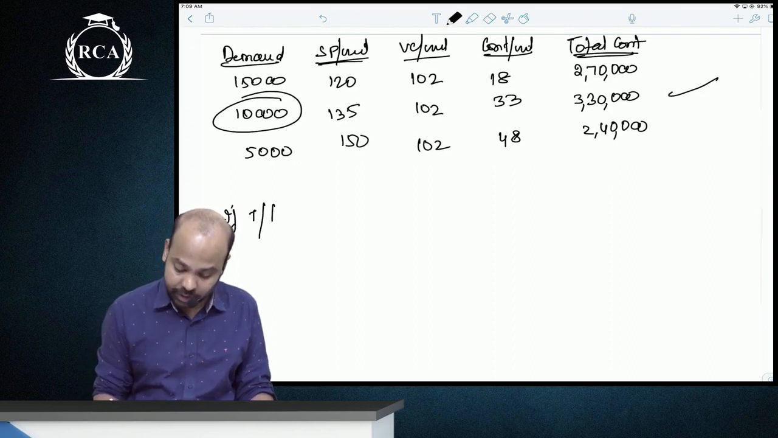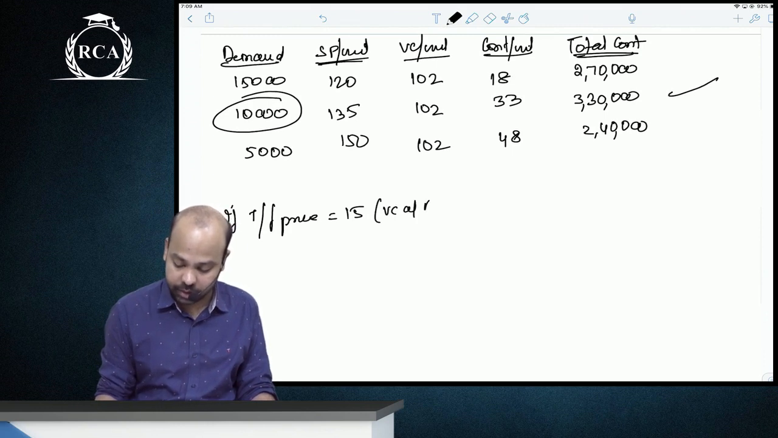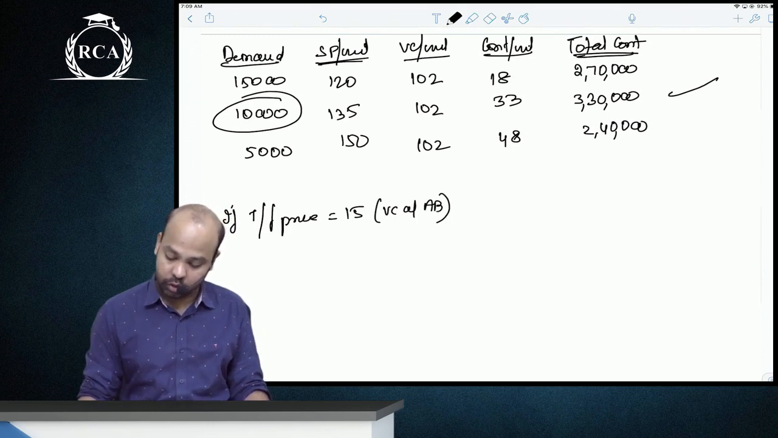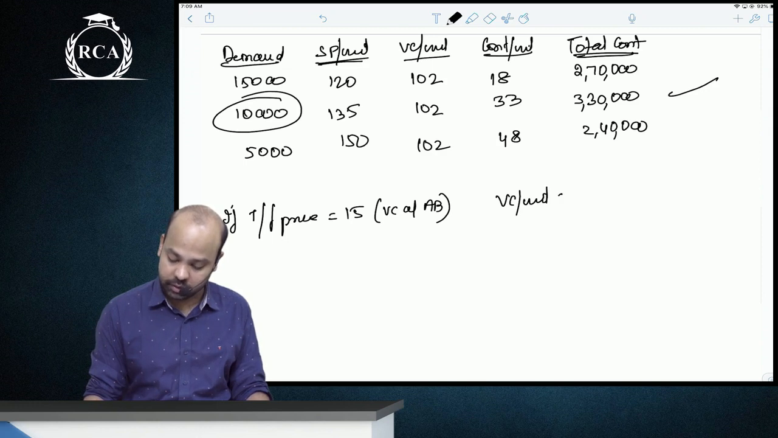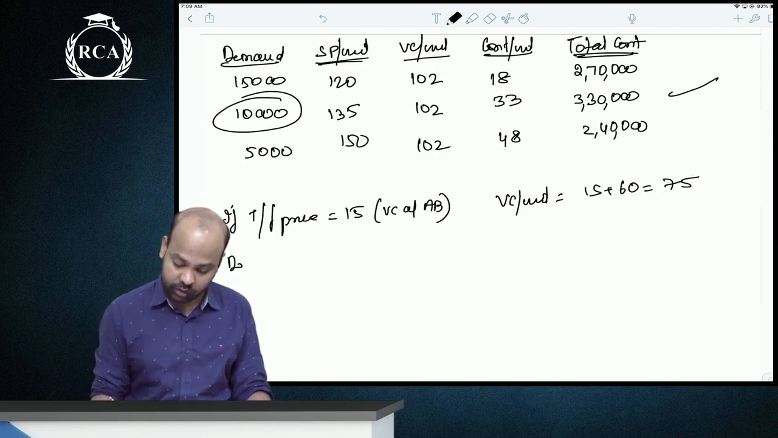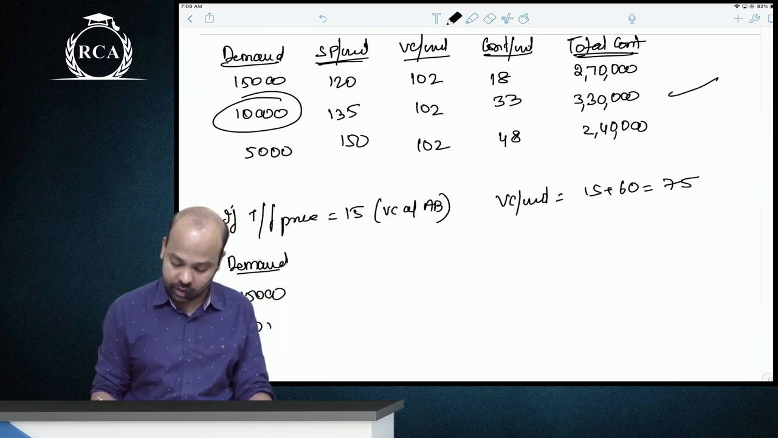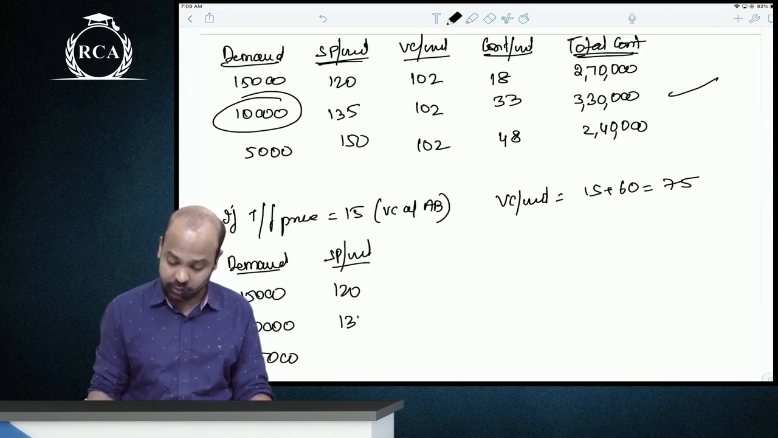If transfer price beta is equal to 15 rupees, that is variable cost of AB, then your total variable cost per unit, guys, here would be 15 plus 60, 75 rupees. Here we might want to know what is the profit maximizing selling price. Demand is 15,000, 10,000, and 5,000. You guys can do this beta. I hope you've now understood what I'm trying to prove here. 120, 135, and 150. Our variable cost per unit beta is 75 rupees all the way.